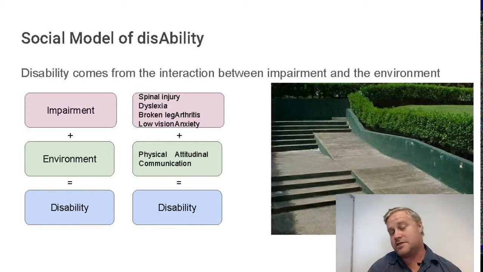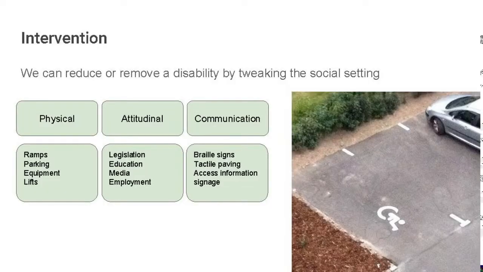So the experience of disability can be more profound or less profound depending on how hard these things bash up against each other. And particularly, when we talk about the environment, we're not just talking about the physical environment, about ramps and footpaths and buildings and doors. We're also talking about the attitudes of people around and how things are communicated, particularly with people with disability. So what's interesting with the social model is it provides opportunity for intervention. We can reduce or perhaps remove disability altogether by tweaking this environment.